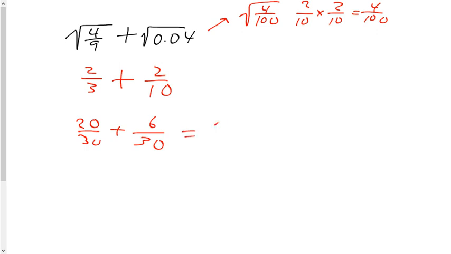Add your numerators, you get 26. Keep your denominator, 30. Because we didn't use 15, we have to reduce that to lowest terms, and we end up with the answer of 13/15. Okay? Does that make sense?